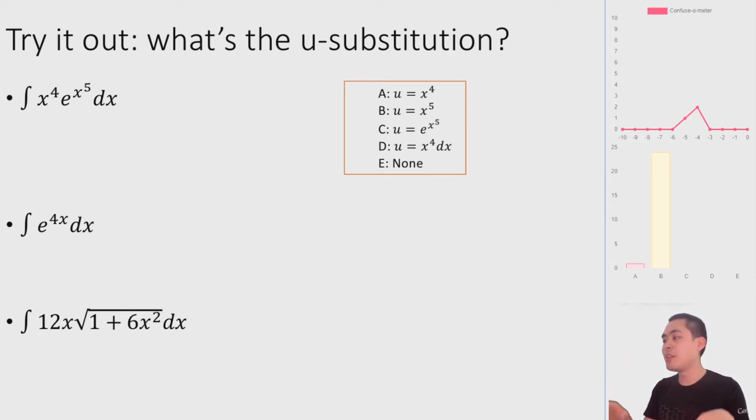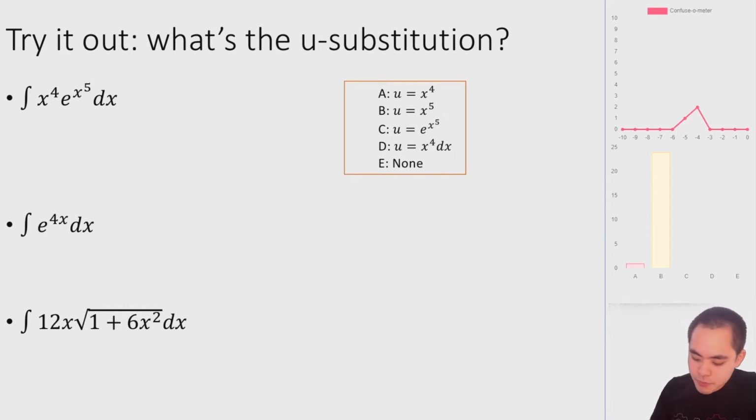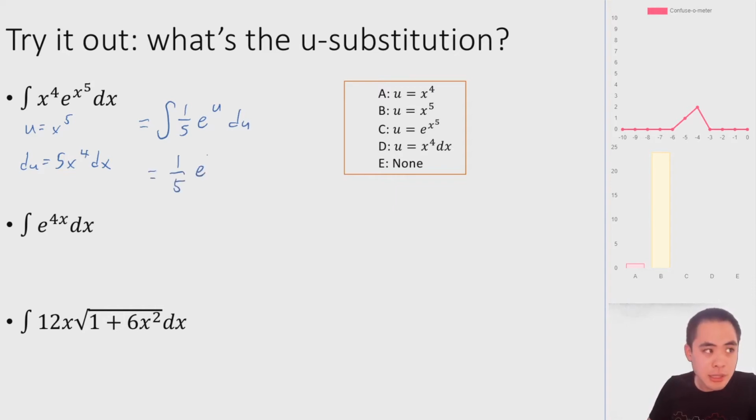But for u substitution, the du should be part of the original function, but the u can be just some other thing that appears as part of the function, which is one of the subtle things that you have to be careful about. So what happens here is u is equal to x to the fifth, and du is going to be equal to 5x to the fourth dx. And so this entire equation turns into the integral of 1/5 e to the u du, which you can solve because the integral of e to the u is just e to the u, so this is 1/5 e to the u plus some constant, which is going to be equal to 1/5 e to the x to the 5 plus some constant.